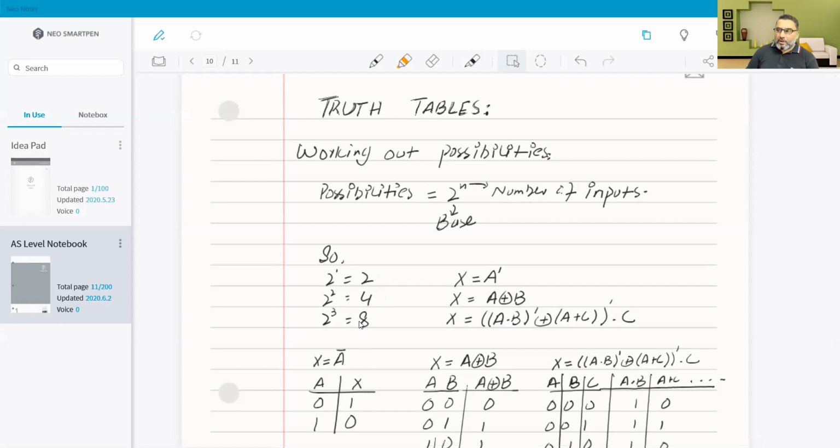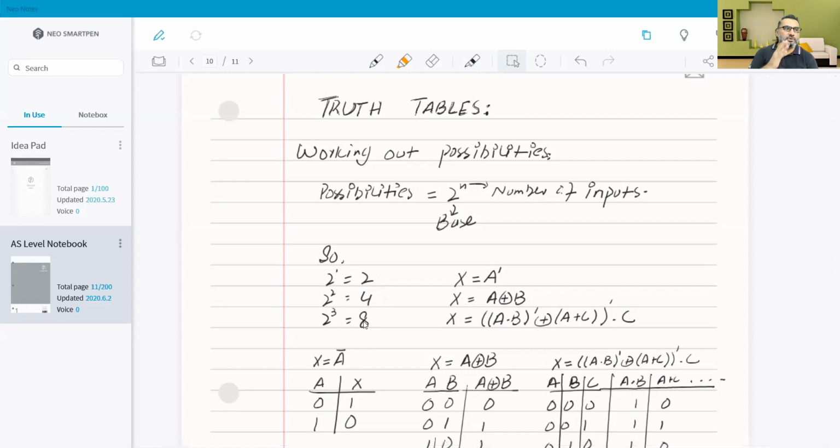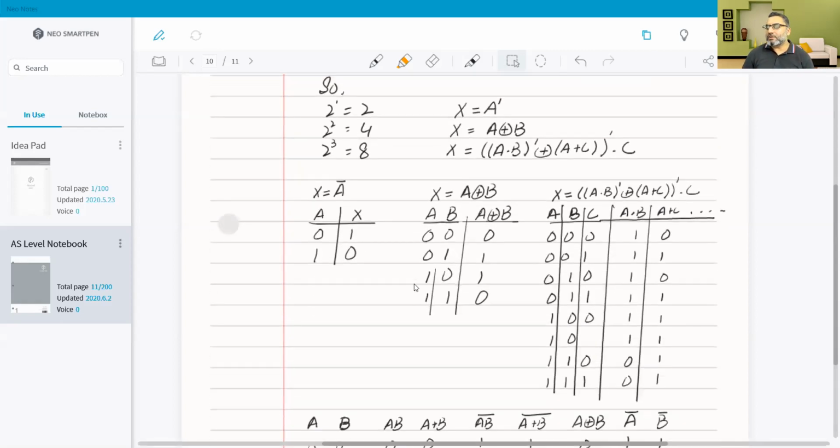Now, when we count in computers, we always count from 0. So if it is 2 possibilities, it means that it is 0 and 1. And if it is 4 possibilities, it means it is 0, 1, 2, and 3. And if there are 8 possibilities, it means that it is 0, 1, 2, 3, 4, 5, 6, and 7. 0 to 7, we have got 8. Now let's see over here.